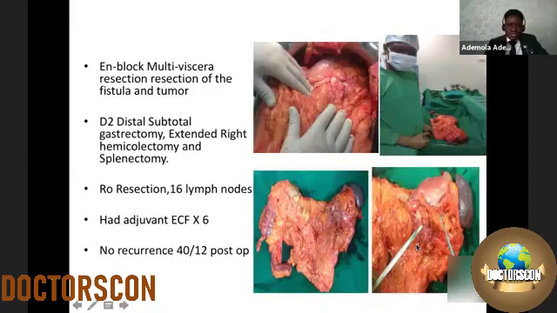So he went on to have an en-bloc multivisceral resection of the fistula and the tumor. This is the laparotomy finding of the stomach. This is somewhere in there. There's a distal part of transverse colon adherent to it, and there are also some station 10 lymph nodes at the splenic hilum. So we had to do a subtotal distal gastrectomy. We had to do an extended right hemicolectomy and a splenectomy in order to get an R0 resection. Thankfully, we had 16 lymph nodes harvested then, and then he had 6 courses of adjuvant chemotherapy. The last time we saw him was about 40 months post-op, and he's had no recurrence, and he's doing very well.